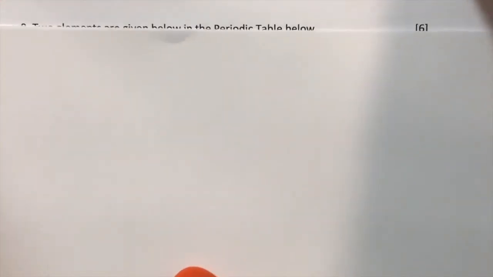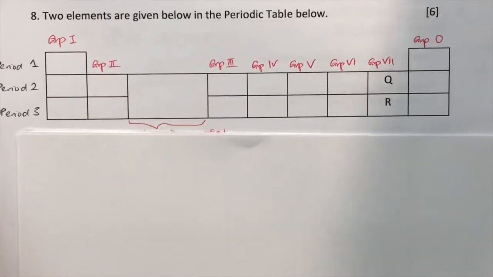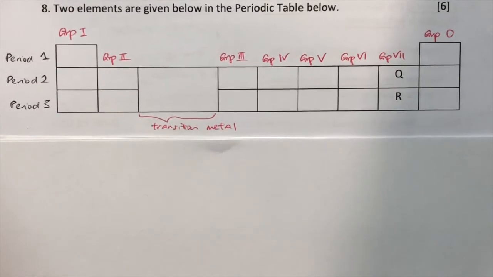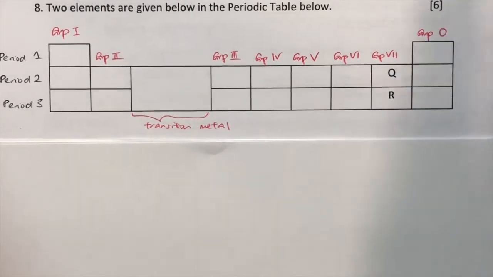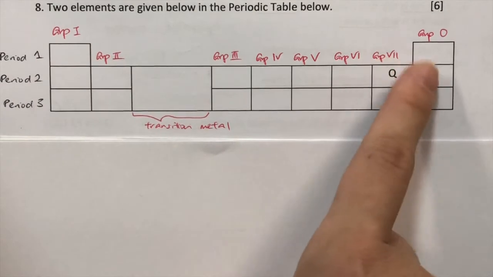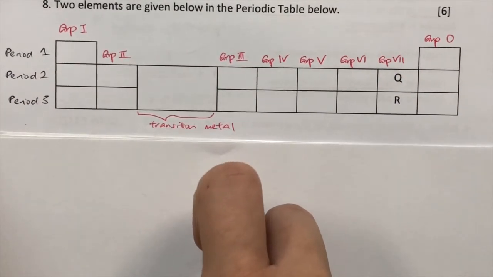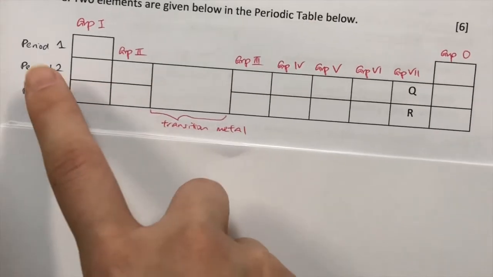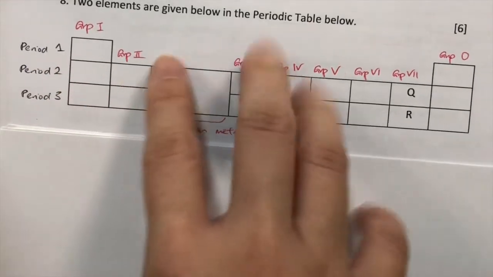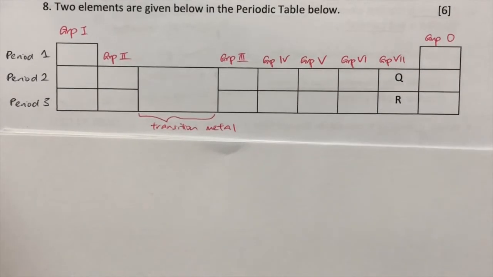Okay, next, they have given the periodic table here. And to understand this periodic table, first of all, we will write down the groups and the periods so that you can understand this better. So accordingly, this is group 1 all the way to group 0. This portion in the middle is known as the transition metals, where there is no group. And these will be periods 1, 2, and 3. So with this information, now we look at the question.